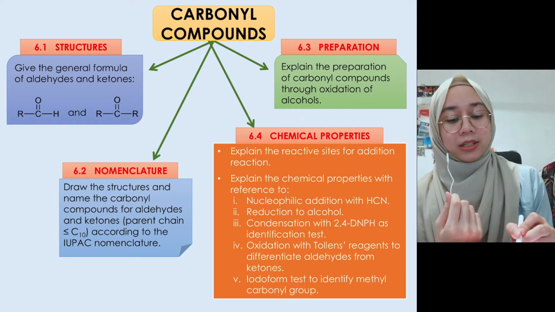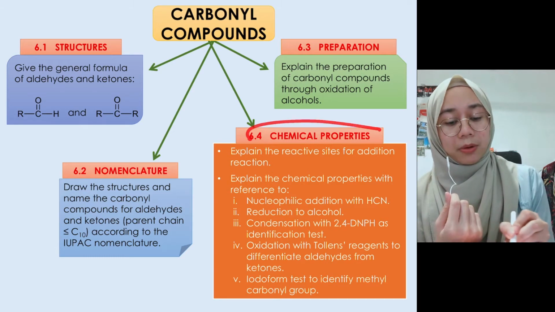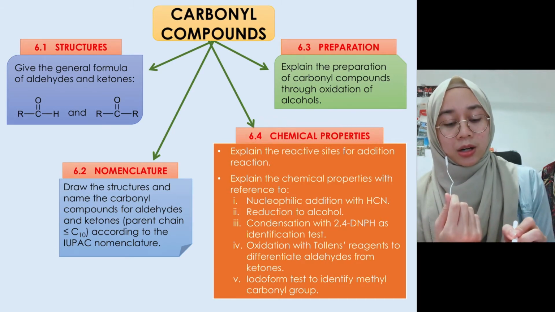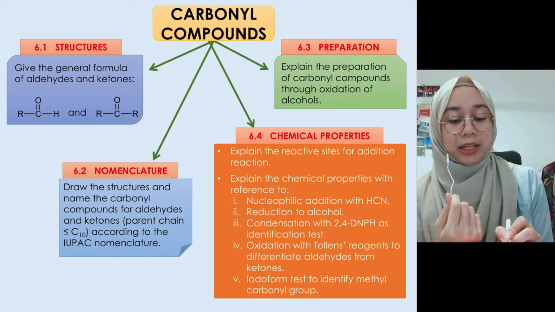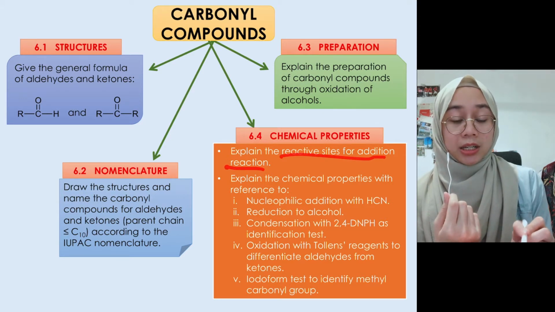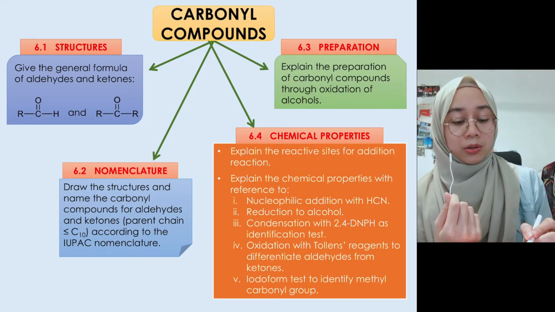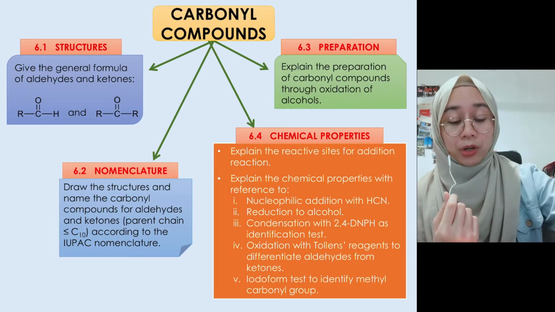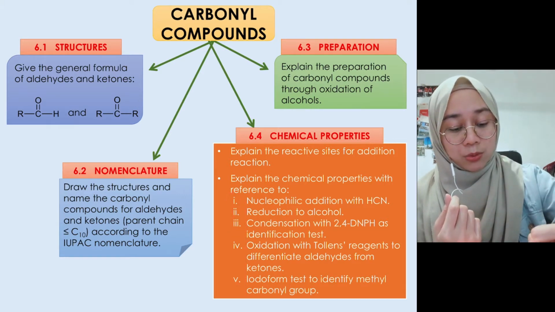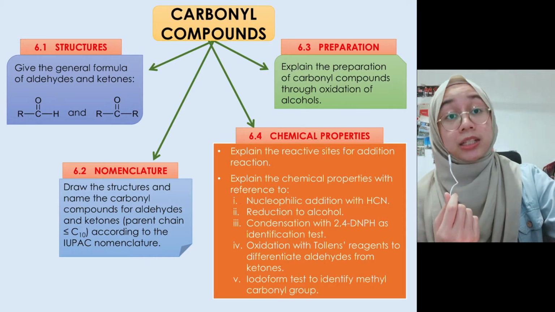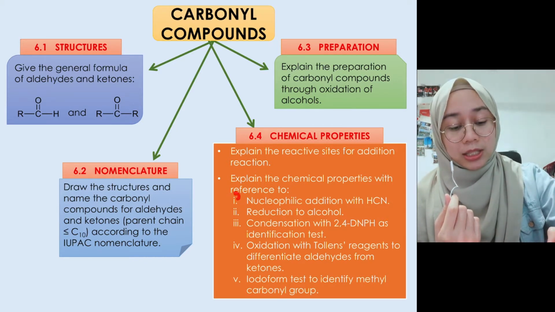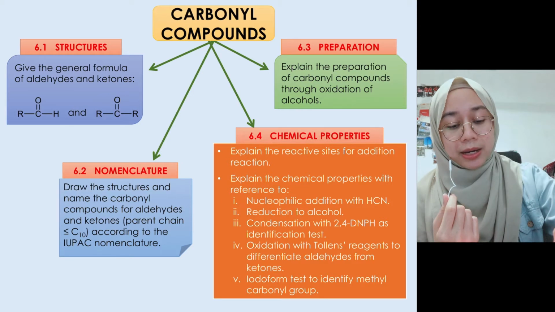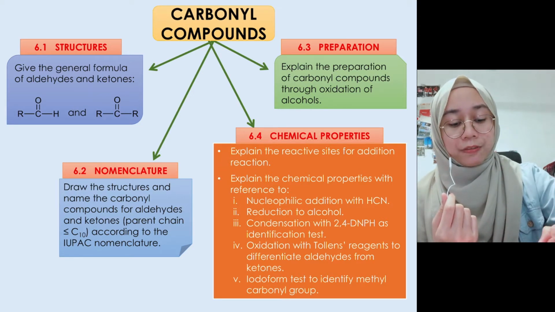And then for 6.4, the chemical properties, the first part you will be learning about the reactive sites for the addition reaction. So there are in total 5 chemical reactions yang kita akan tengok untuk carbonyl compound, but only the first one is actually involving the addition reaction. So yang nombor 1 saja yang kita akan relate balik dengan yang first yang kita belajar kat sini. And then kita akan belajar in terms of reduction.